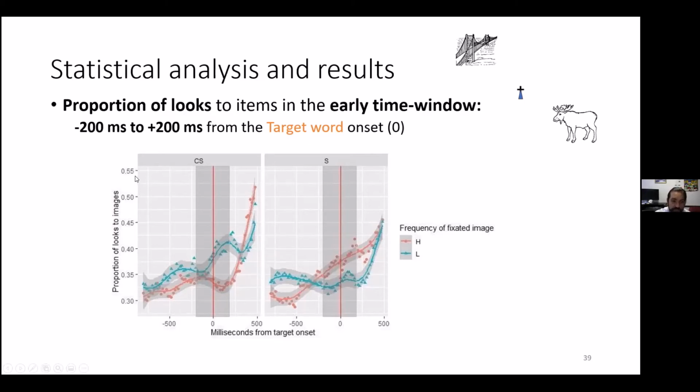Here are the proportion of looks on the y-axis. And then on time, the 0 mark here is the target onset. But you should always calculate an additional 150 to 200 milliseconds here for the effects of the onset to actually affect eye movements, okay? So this gray section here is the analysis window that we're going to look at. But already with this graph, you should see that essentially the looks to high frequency versus low frequency are completely flipped, whether they're code switched or in Spanish only.